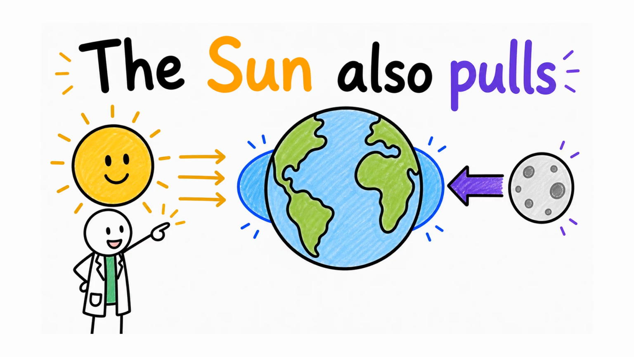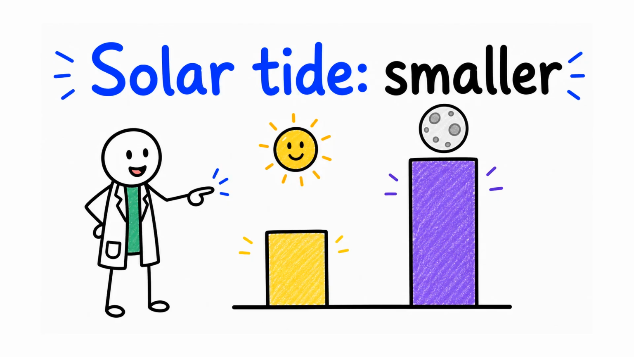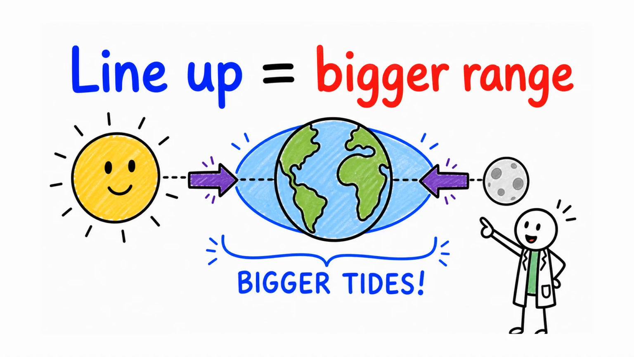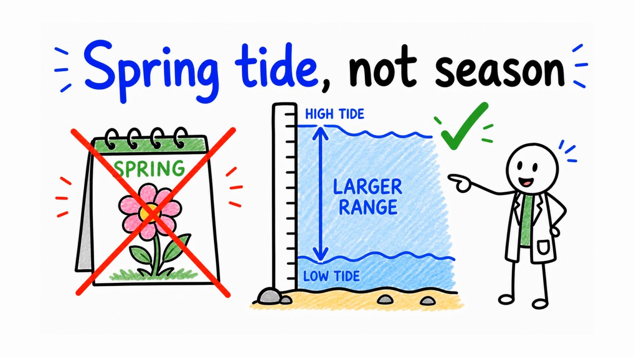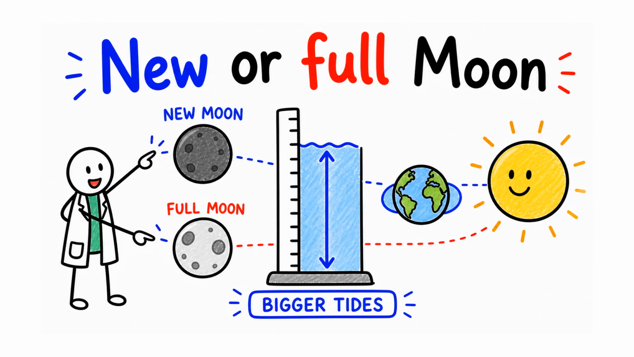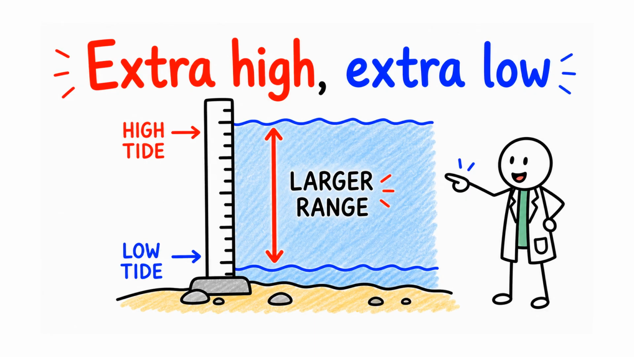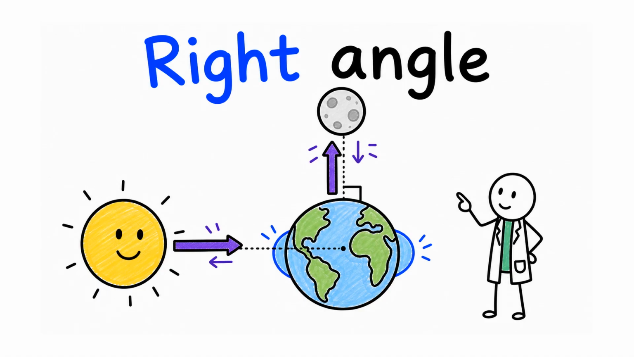The moon is the main character, but the sun is not just background decoration. The sun also makes tides, just weaker than the moon's daily effect. When the sun, Earth, and moon line up, their tide-making effects reinforce each other. Those are spring tides, but the name does not mean the season spring. Spring tides happen around new moon and full moon. That is when high tides can be extra high and low tides extra low.